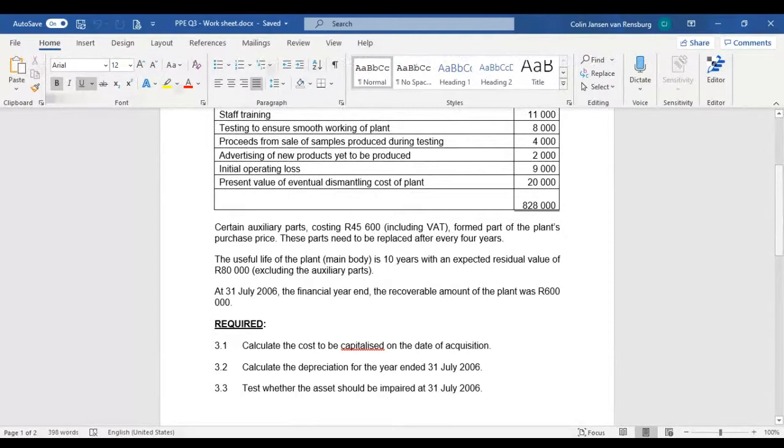So as we know, per definition, part of the cost is, first of all, the purchase price. Certainly the purchase price is going to form part of the cost of the asset. Now, as you know from financial accounting one, when you did value added tax, a lot is going to depend on whether this company is registered as a VAT vendor or not. If it's not a VAT vendor, they do not have to submit the VAT 201 return every second month, which means they have no way of claiming the input VAT back.